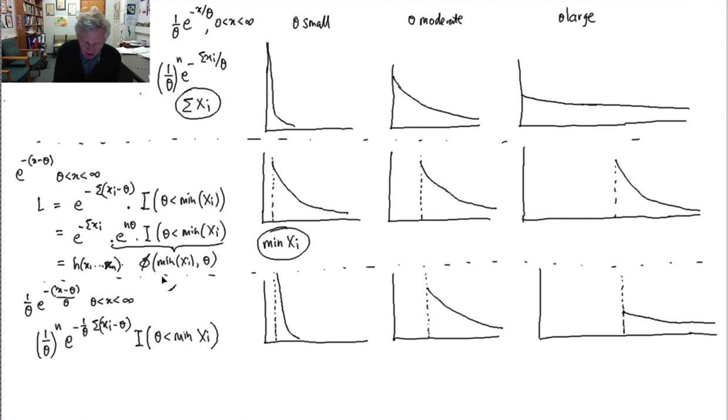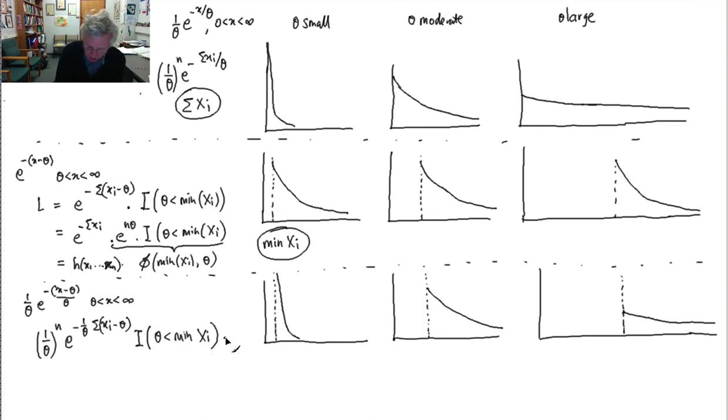Now you can see that in this case we still have an e to the n theta, but we don't have an e to the sum of the xi anymore. We have an e to the sum of the xi divided by theta. This sum of the xi is mixed up with this 1 over theta now in here. So we can't factorize it this way, because this term now has a theta involved in it. And so neither the minimum nor the sum of the xi is sufficient in this case.